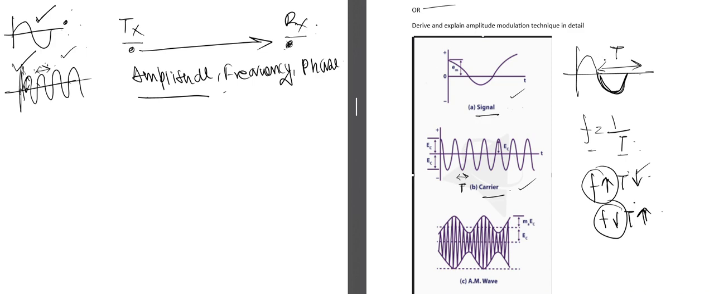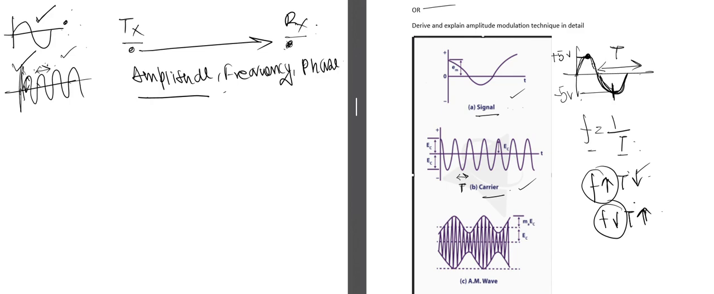Suppose this is a message signal. The amplitude is continuously increasing, and at this point we get a peak value. After this point the amplitude is decreasing, and at this point the amplitude reaches its minimum value. This is the negative peak. The maximum value is the positive peak and the minimum value is the negative peak. Suppose this positive peak has a value of plus 5 volts and this negative peak has a value of minus 5 volts. The amplitude of the carrier signal will be maximum at this point and minimum at this particular point.